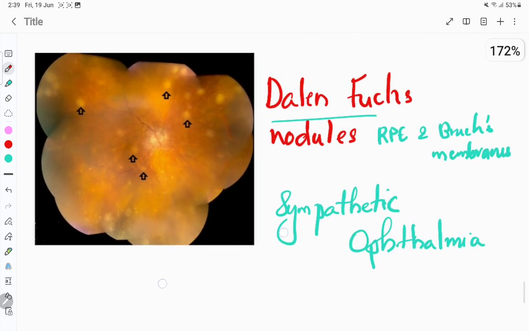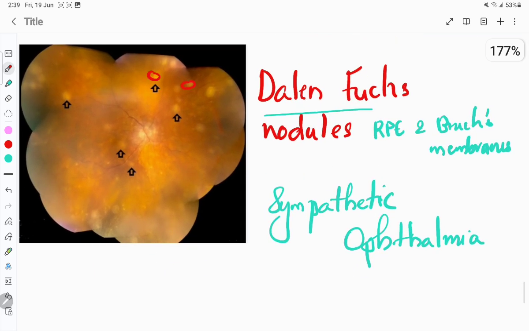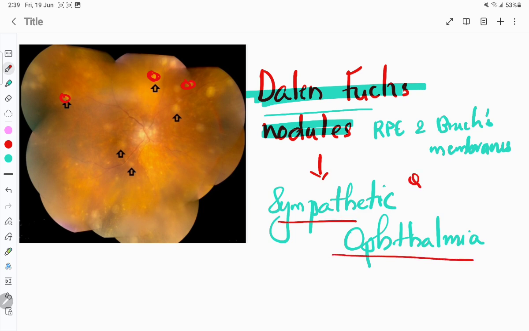Moving on to the next. Now, can you spot these yellow white nodules, right? So these are called Dalen-Fuchs nodules. What is it? Dalen-Fuchs nodules. And these nodules are seen in which condition? That's another question. Sympathetic ophthalmia.